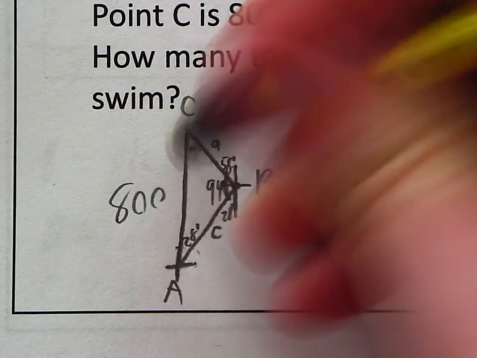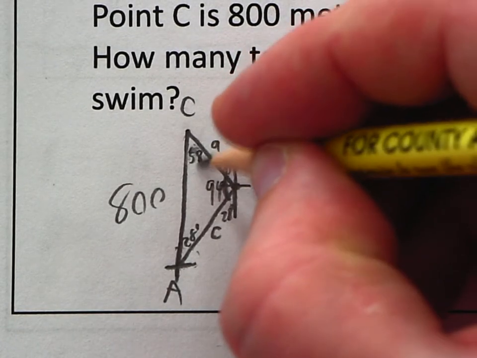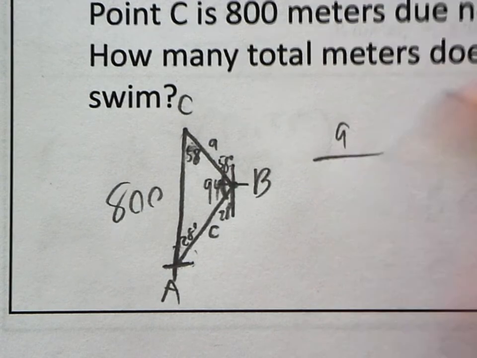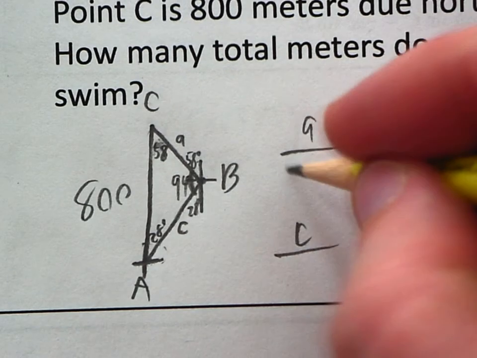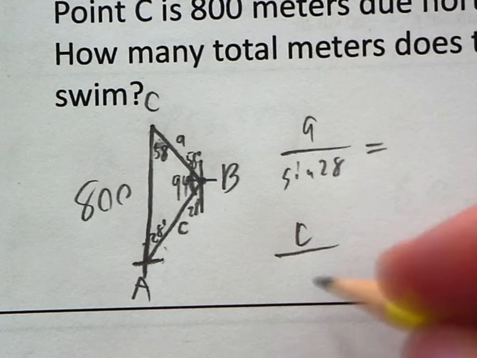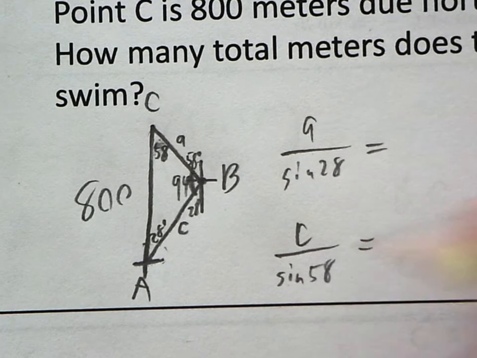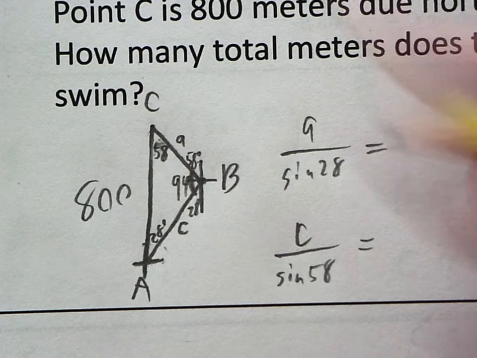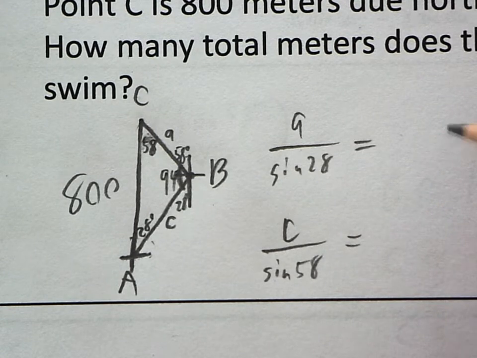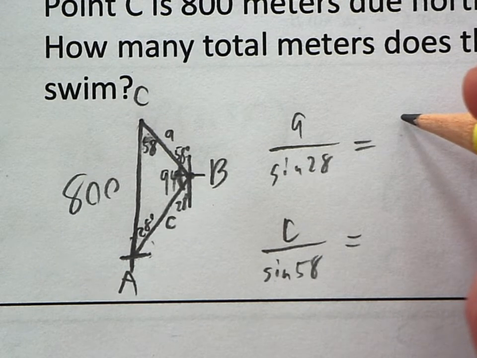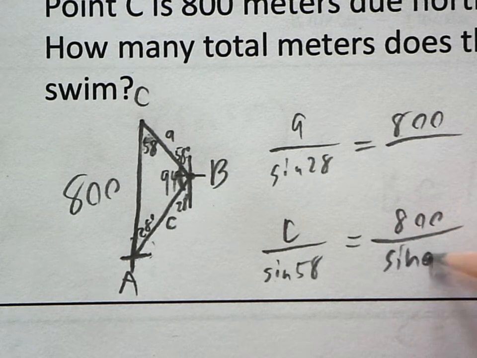Okay. So, if I want to find A and C then, obviously this section's over the law of sines, so guess what? A is going to be over what? Sine of 28. C is going to be over? Sine of 58. Now both of them are going to be equal to what fraction? 800 over sine of 94. Go ahead and find those two sides for me.